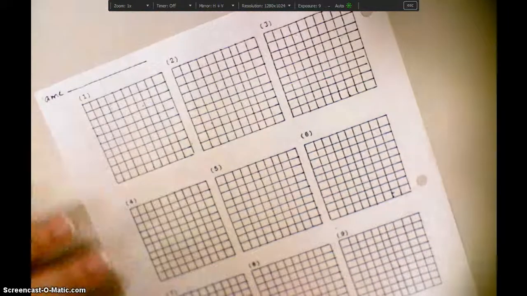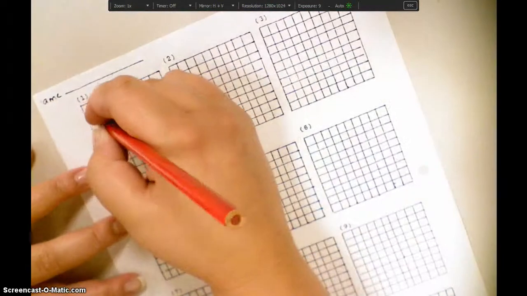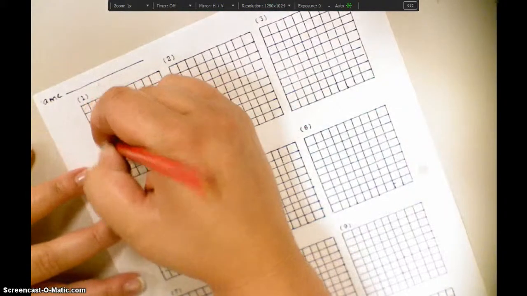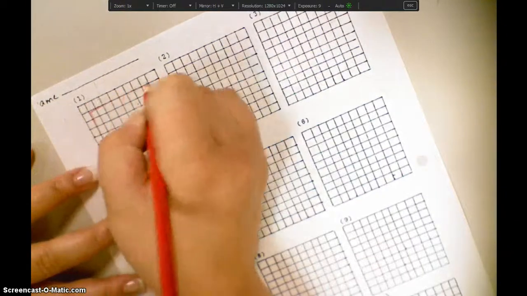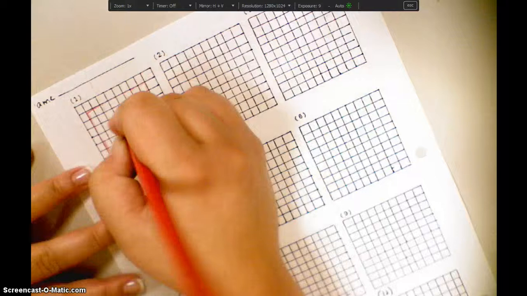So I'm going to write Coach Hill. I'm going to start by making my C. And your letters can be as big or as little as you want. The bigger, usually the easier to color.